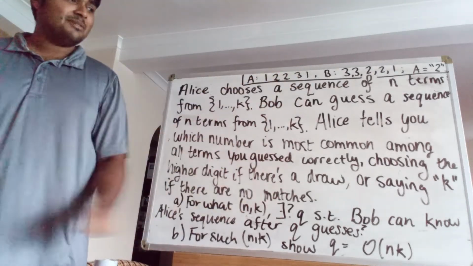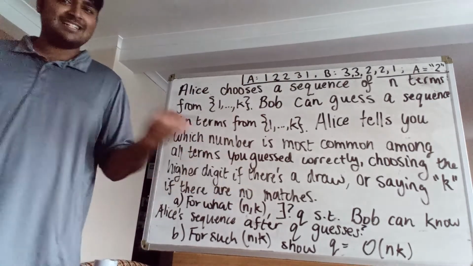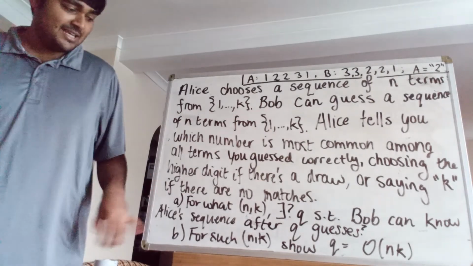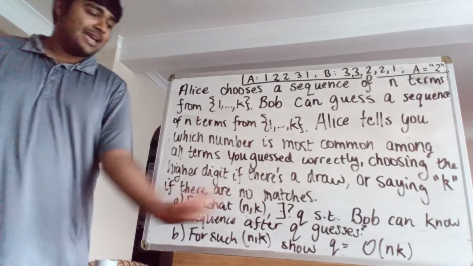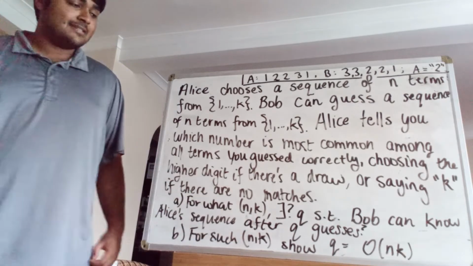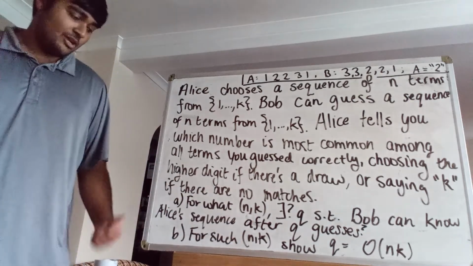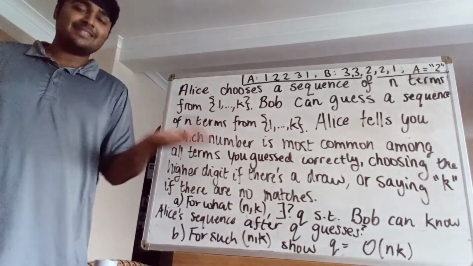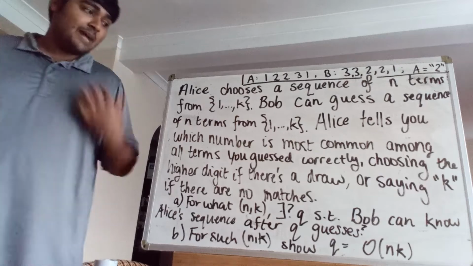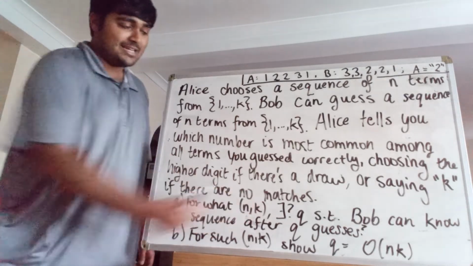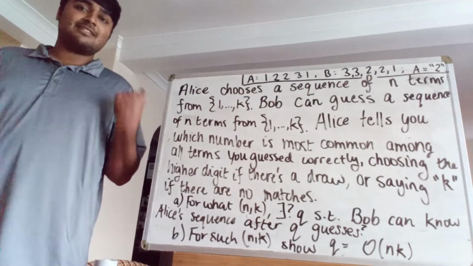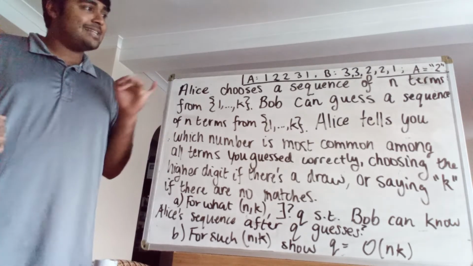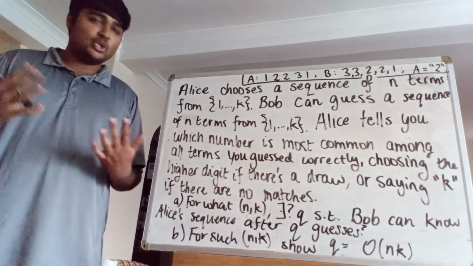So this is the setup. Perhaps take a moment to digest exactly how this kind of game works. And then the problem we have is two problems, A and B. Part A, we want to know for what pairs n, k does there exist a Q such that Bob can know Alice's sequence after Q guesses. So Bob can make plenty of guesses, and then Alice will respond. And we want to know for what pairs of values n and k is it possible that there exists a number Q such that Bob can guarantee to know Alice's sequence in just Q guesses.